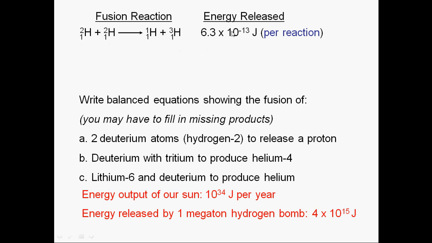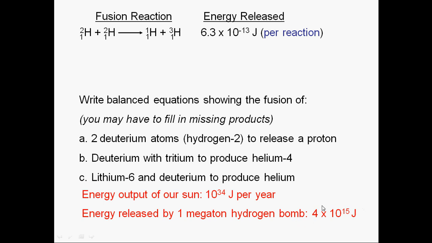Now, just FYI for funsies, the energy released from this particular fusion reaction is 6.3 times 10 to the negative 13 joules each time this reaction occurs, which is not in and of itself very much, but then when you think about the gigantic mass of our sun and how many of these reactions are happening at a given time, just letting you know the energy output of the sun is 10 to the 34 joules per year. So there's a lot of these reactions happening and adding up all that energy.